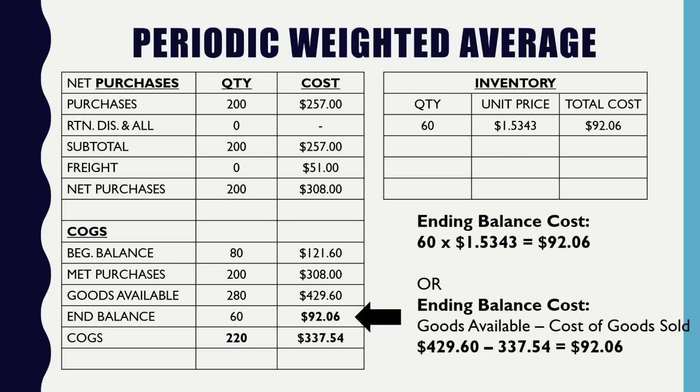Or I can solve for my ending inventory by taking 60 times $1.5343, and that should give me roughly $92.06, okay? So again, you could just subtract your goods available minus your cost of goods sold to get your ending balance, okay? At the end of the day, this is the easiest, because you don't need to even think about what batch came first, what batch came last, right?